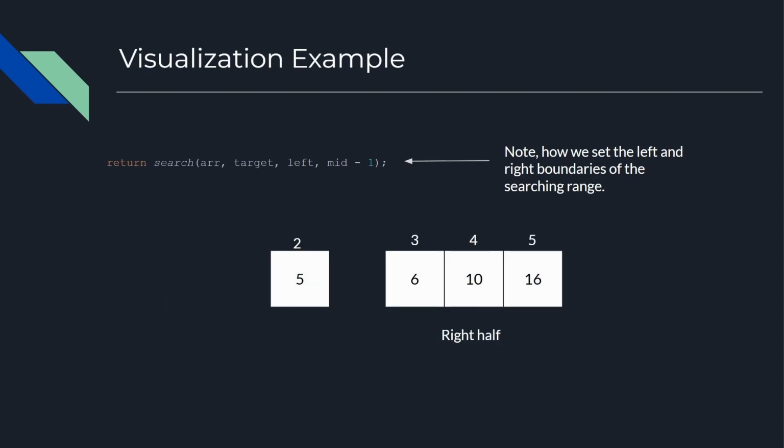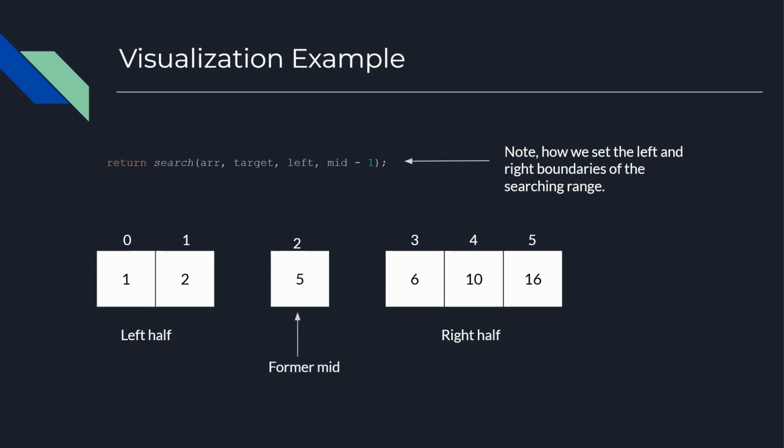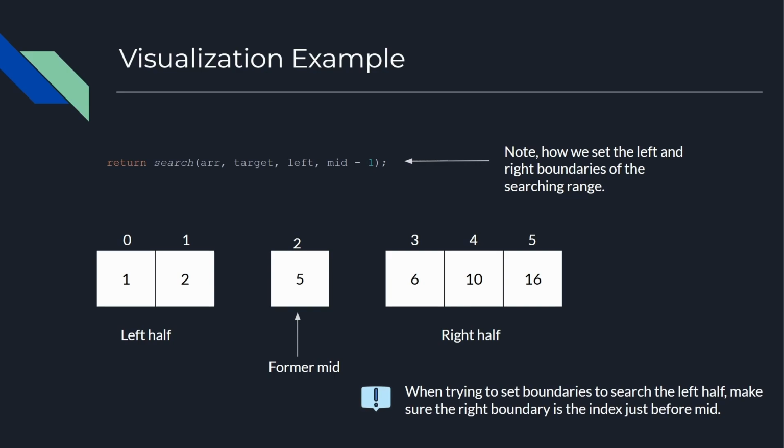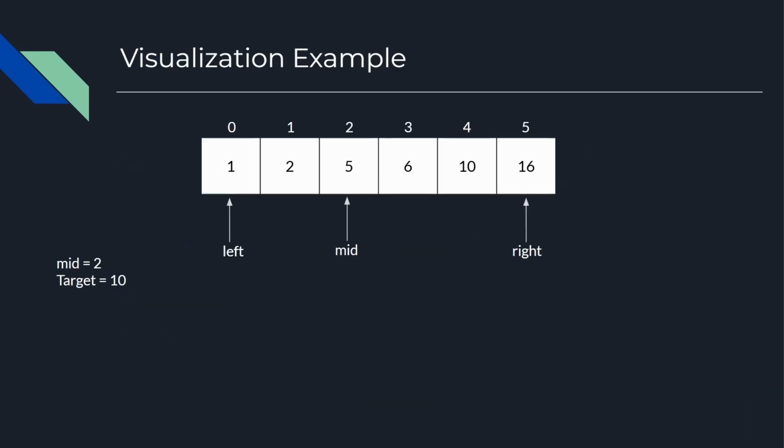Here is our array after being divided into two halves. And we can see that index 2 is our former middle index. When trying to set boundaries to search the left half, we have to make sure that the right boundary is at the index just before mid. Therefore, our right boundary must be 1 in this case. Now we know that we will not be checking the right half of our array. We will be switching our searching range to the left half of our array. So our right boundary becomes 1.